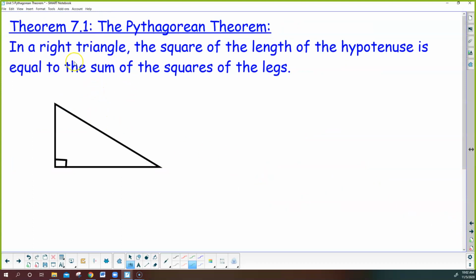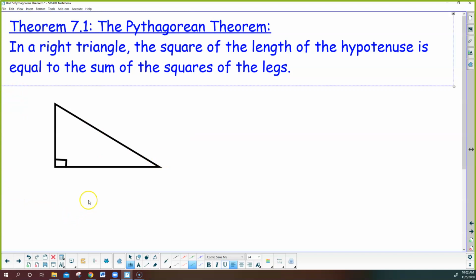And it's up to you if you want to write this part right here. But we're going to officially define the Pythagorean theorem, and I'm going to ask that you write it in a very specific way. So in words, what is the Pythagorean theorem? It says in a right triangle, the square of the length of the hypotenuse is equal to the sum of the squares of the legs.